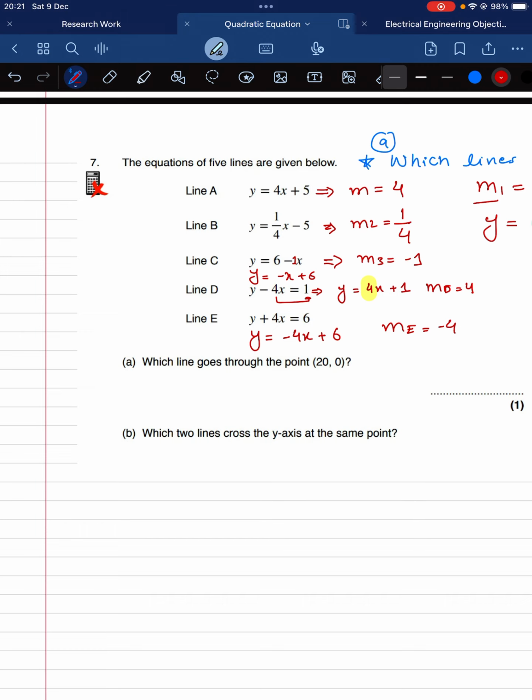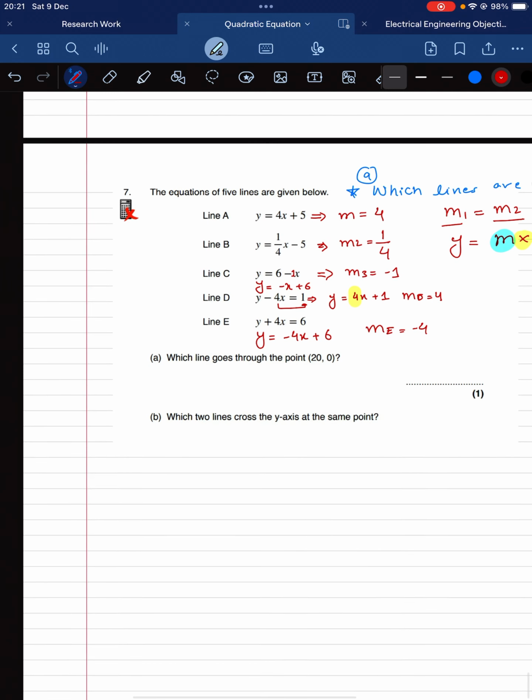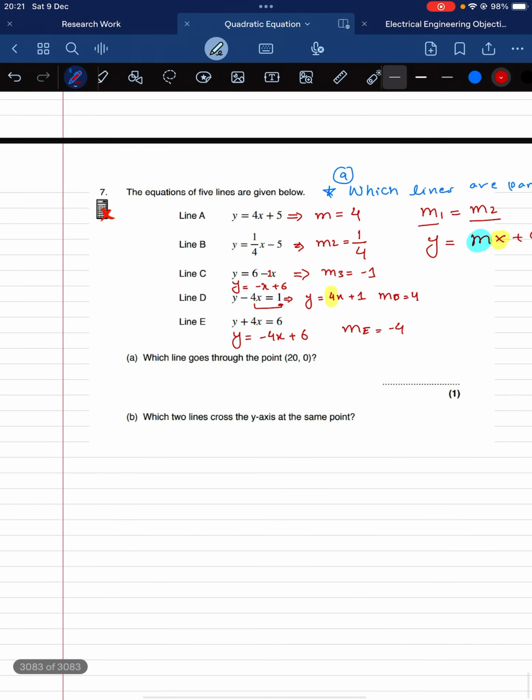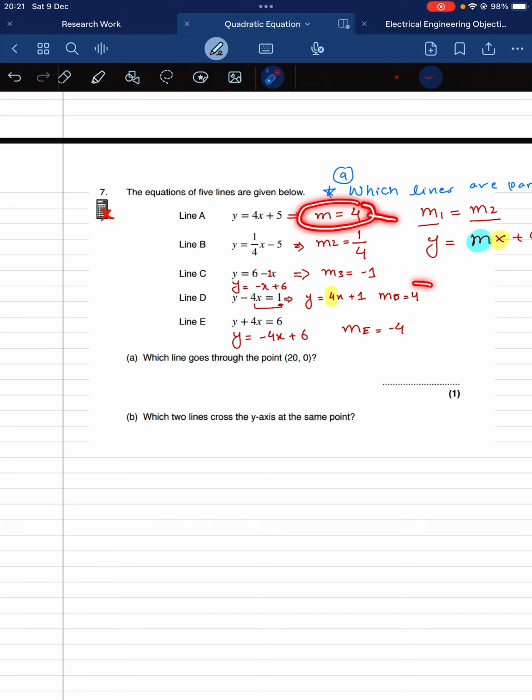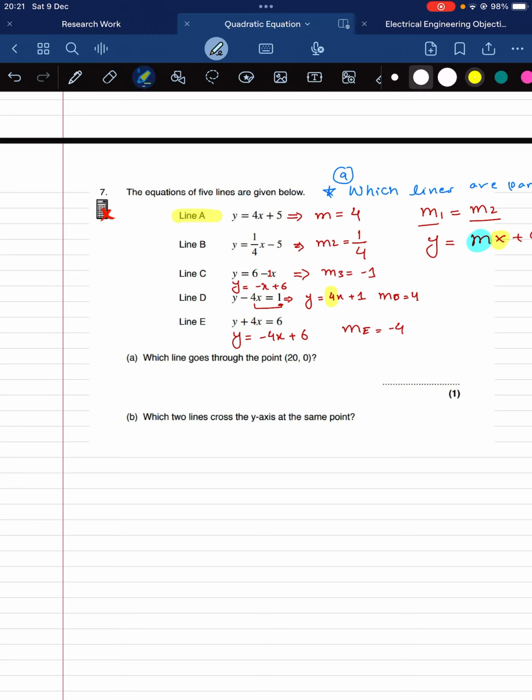Now we can easily find out which lines are parallel to each other. If you look at the slope, this line has the slope of 4 and this line has the slope of 4. These two lines have the same slope. So it means that line A and line D are parallel to each other because they have the same slope.